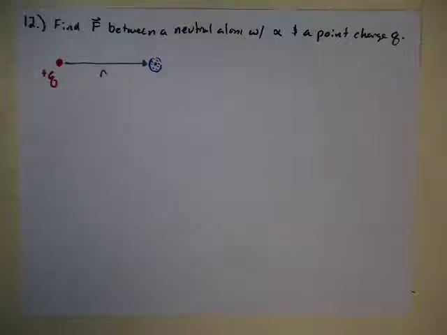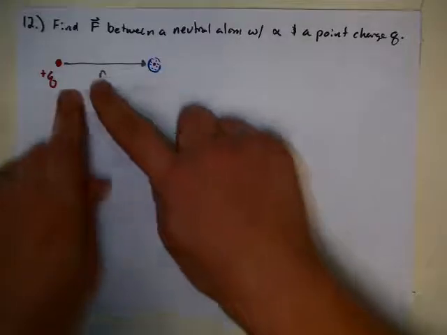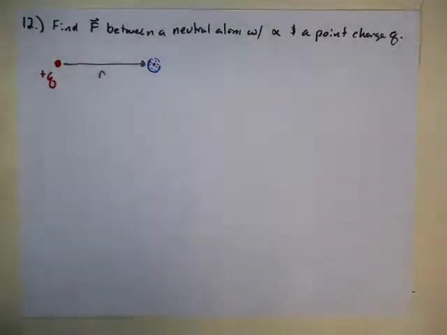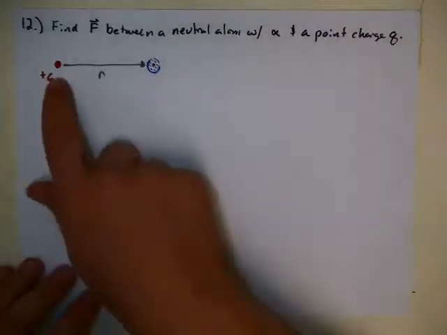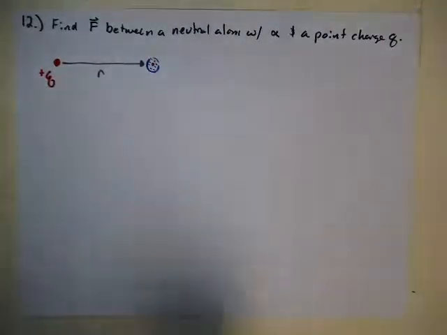Homework 5, problem 12. Find the force between a neutral atom with polarizability alpha and a point charge Q. And so I'm going to have my neutral atom separated by some distance r from a point charge, and I want to find what the force between them is. Now the force arises, right, because this point charge induces an electric field.